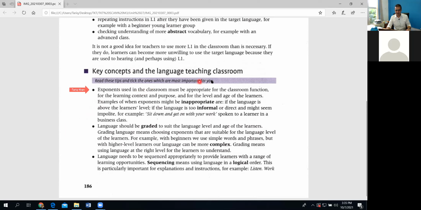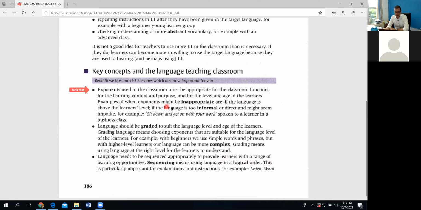Now, key concept, language teaching classroom. Exponent use in the classroom must be appropriate for classroom function, for the learning context and purpose. Exponent: the sentences, the dialogues, the words which we use should be appropriate for the purpose and the context. That's what we talked about before also, and for the level and age of the learners.